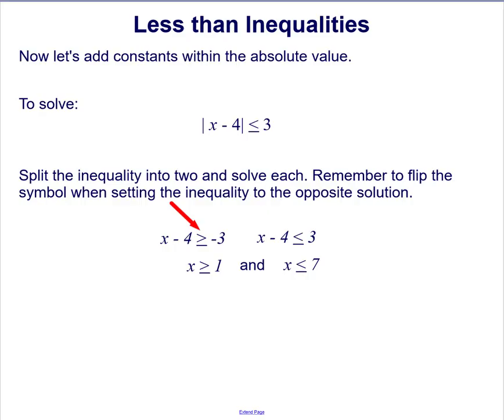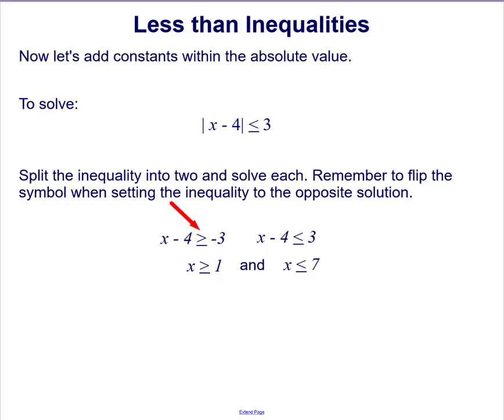Now let's add constants within the absolute value to solve equations or inequalities that look like this. The absolute value of x minus 4 is less than or equal to 3. So we split the inequality into two and solve each. Remember to flip the symbol when setting the inequality to the opposite solution.